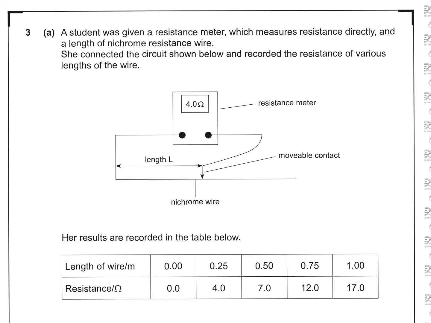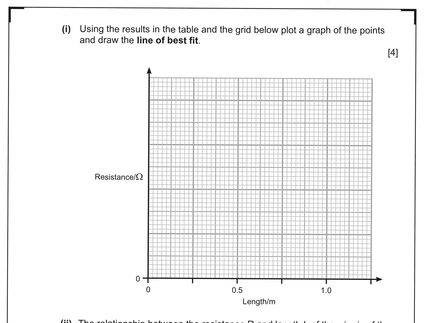Here is a table of results. It says her results are recorded in the table below. We've got length of wire in meters and resistance in ohms. So 0, 0, then 0.25 of a meter. It's gone up in 25 centimeter jumps and we're getting an increase in resistance. Using the results in the table and the grid below, plot a graph of the points and draw a line of best fit.